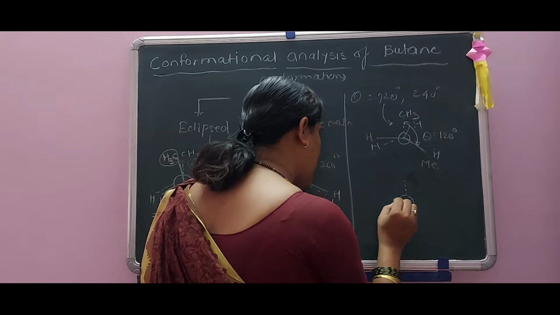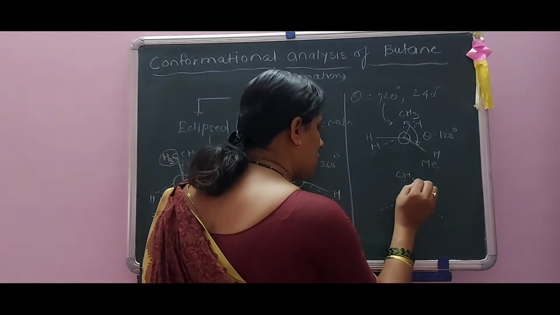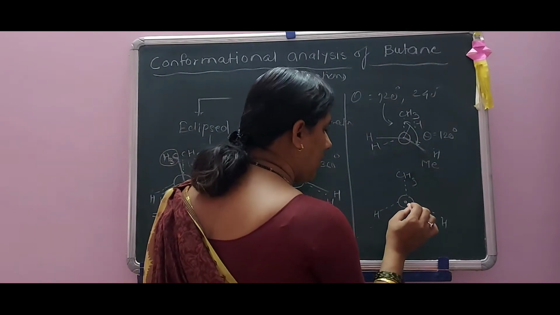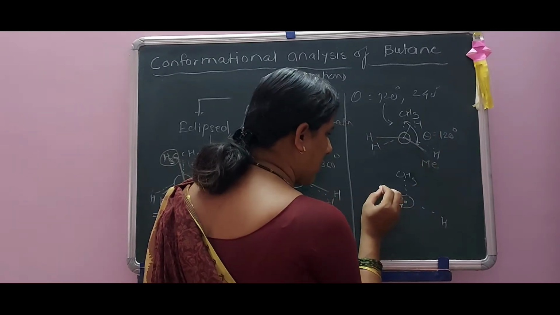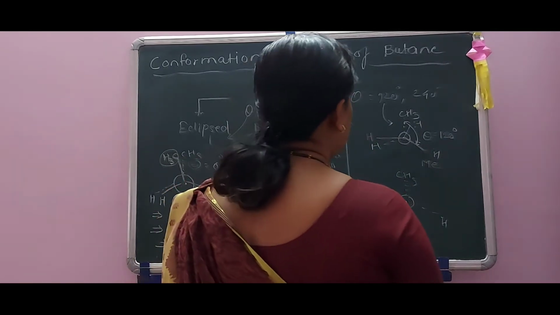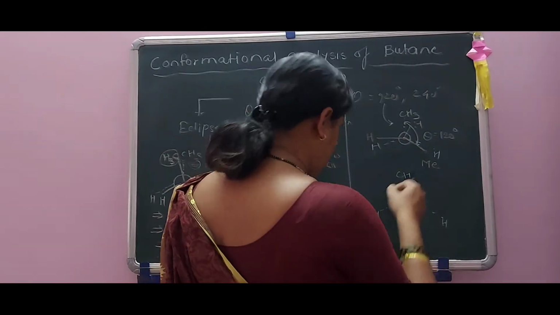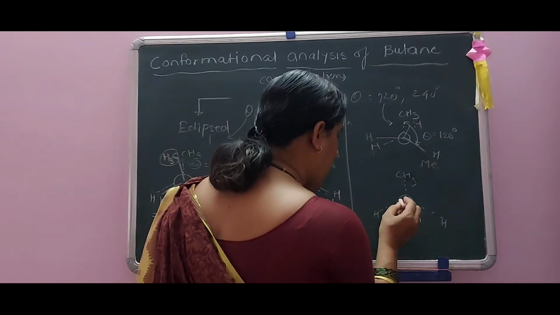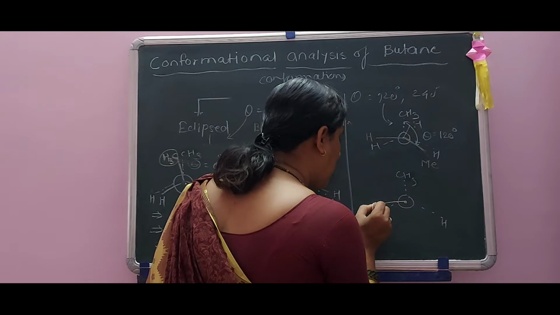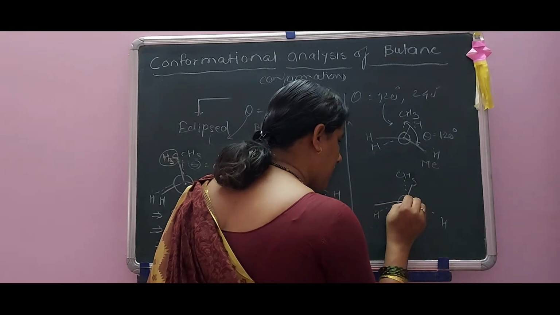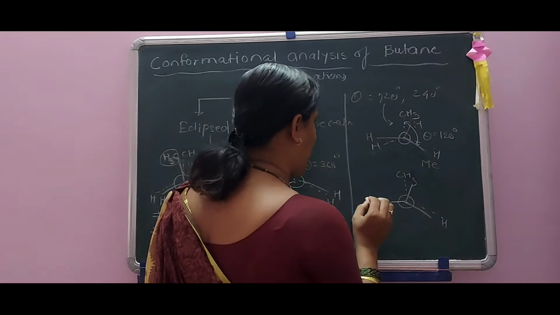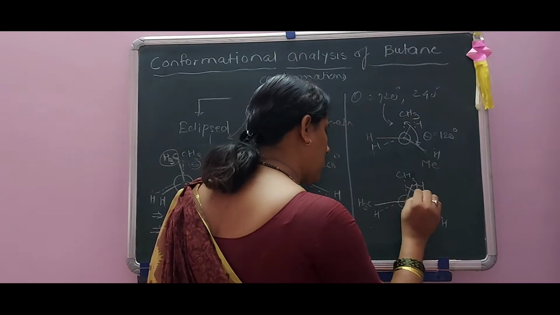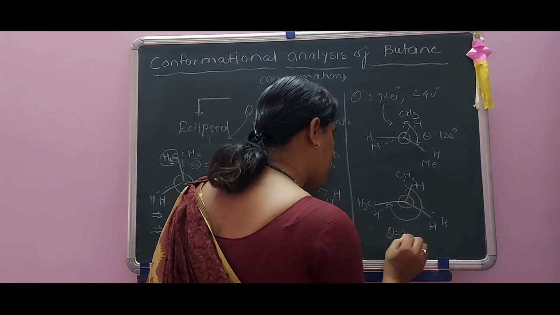Now for 240 degrees, see here, this is the rear carbon atom, which I have already discussed. CH3, H and H. Which angle is 240 degrees? Sorry, this is an eclipsed structure, and for 240 degrees here, what is the angle? That is equal to 240 here. Here a CH3 group, here H, and here also H. Now this bond angle, theta, is equal to 240 degrees.